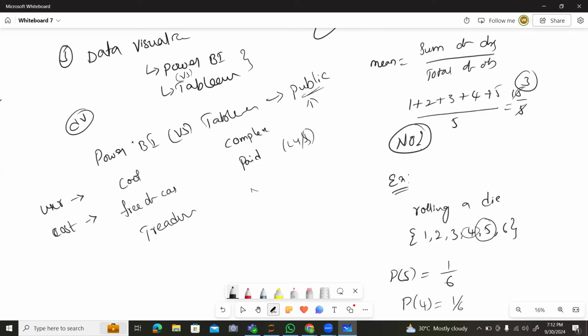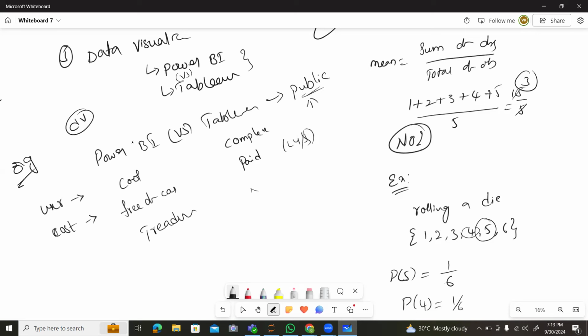Power BI has high-end data security. If you want to share a report you have created with anyone, you need to have an organization mail. This is a mandatory thing in Power BI.